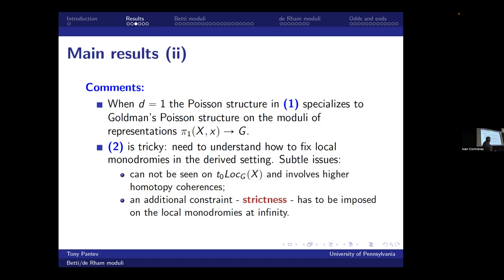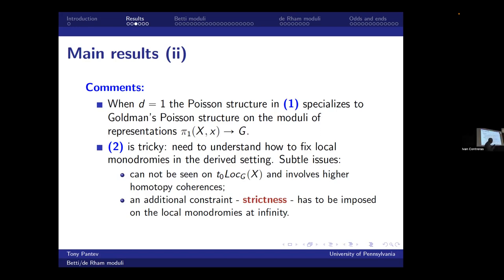So some comments about this locally constant Betti story: in the case d equals 1, this specializes to the Goldman et al. Poisson structure on the moduli of representations. And in fact, the proof of 1 is not much more difficult than the proof for surfaces. It's essentially the same argument once you understand it correctly. The proof of 2, and in fact, the statement of 2, is actually delicate.